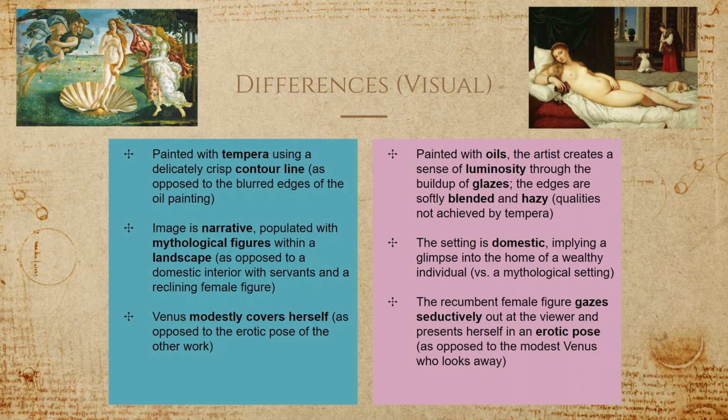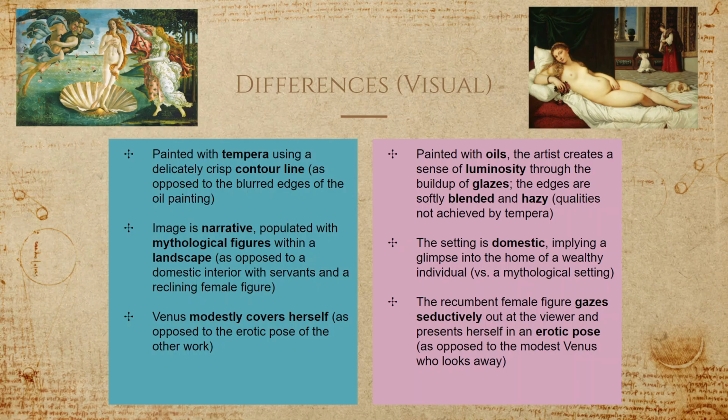Next, Venus, Birth of Venus is very narrative. It's done in a very mythological way, where you see the landscape, you see these other figures. It's this moment from mythology, while Venus of Urbino is very different. It's very domestic. It's an interior. It's a house. There's some like maids in the background. She feels wealthy. She's sitting on a couch. She's got a dog. She's really chill. So it's not mythological. It's Venus, but is it?